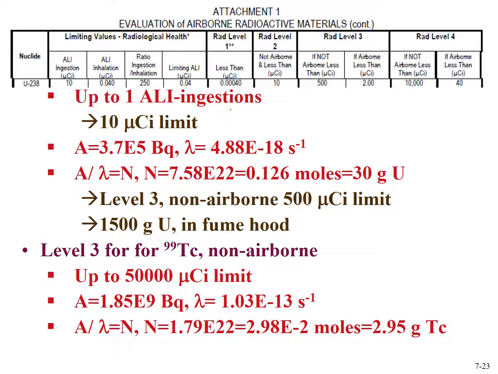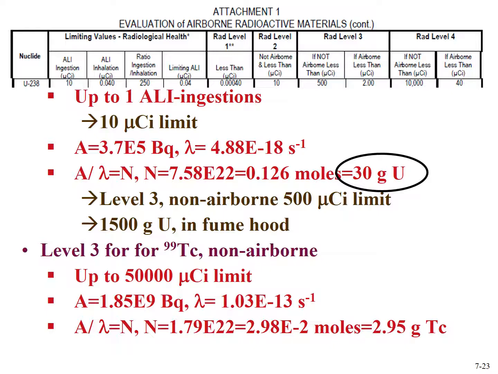I take 10 microcuries, I convert that to becquerel, I get my decay constant for uranium-238, I solve this equation. I see that 10 microcuries is 7.6 times 10 to the 22 atoms of uranium-238. That is 0.126 moles, and that winds up being about 30 grams of uranium-238. So this says non-airborne uranium-238. So if I had 30 grams of uranium-238 in solution, I would be at 1 ALI. So I could work with this on the benchtop.